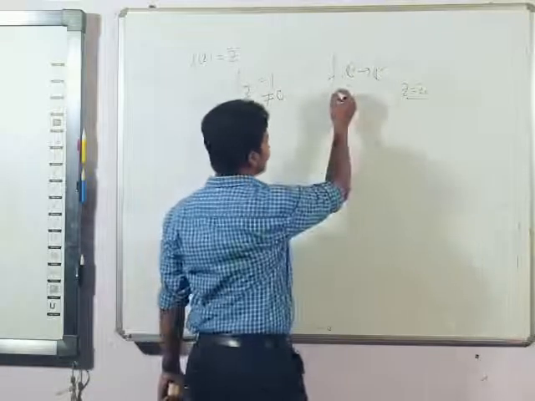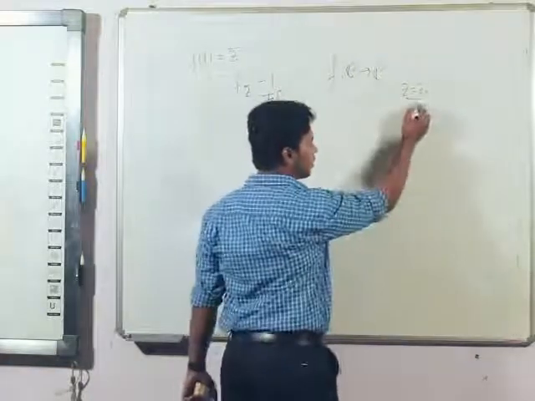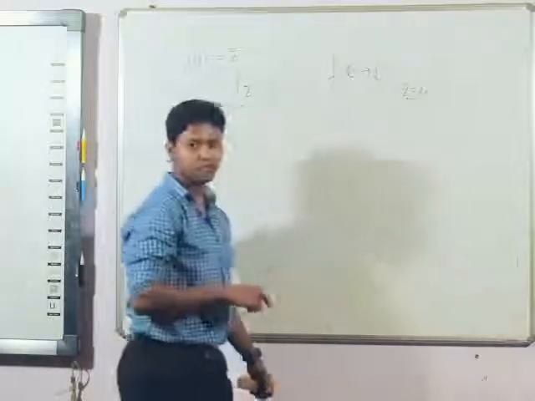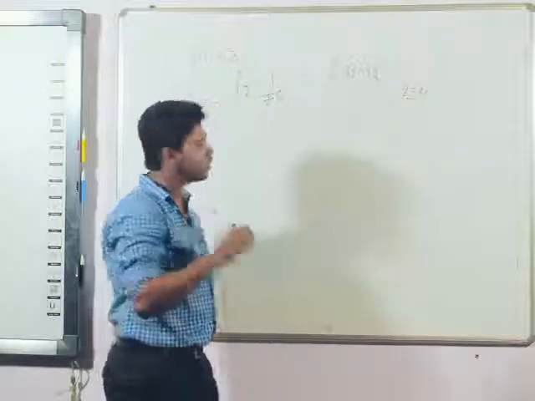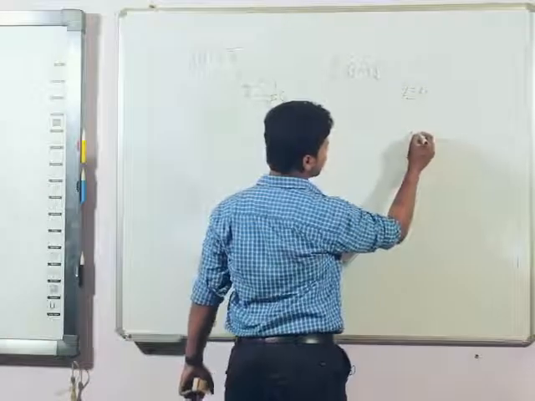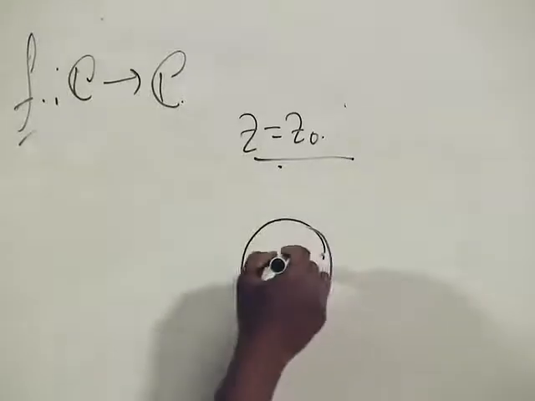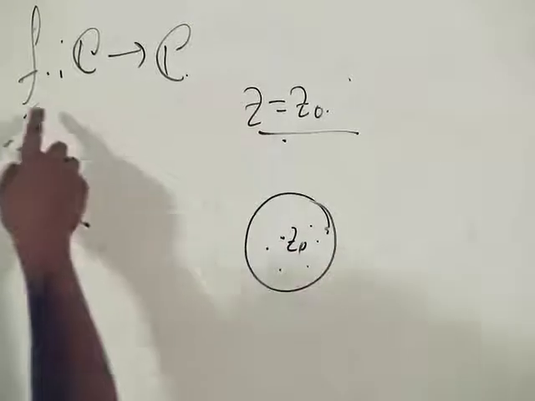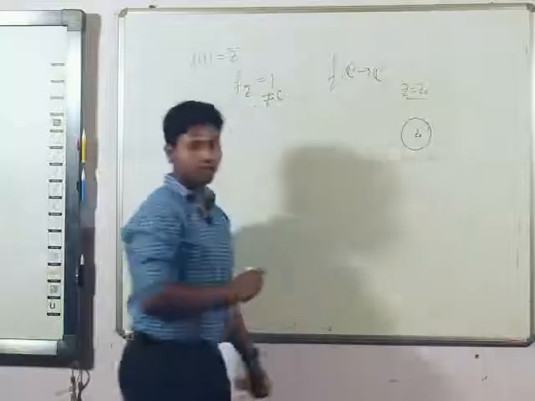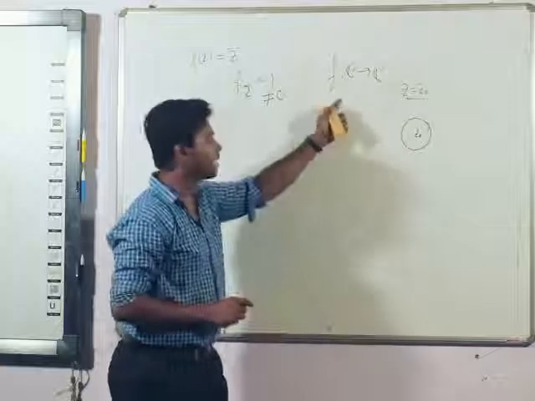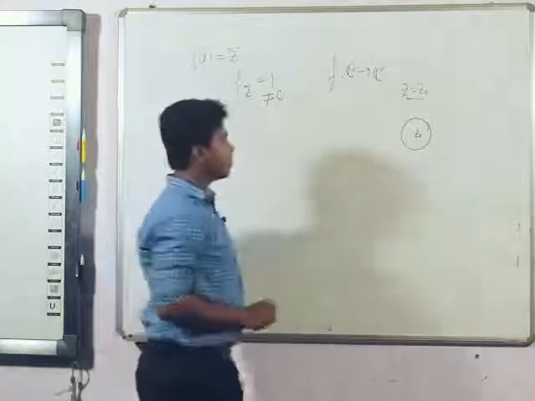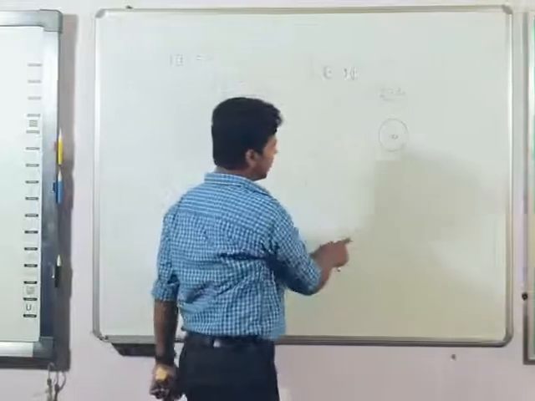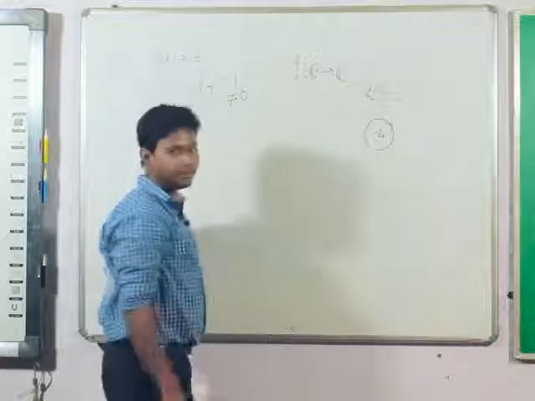If f is differentiable at z0 and for some neighborhood of z0, at all the points of this neighborhood f is differentiable, such that there exists a neighborhood of z0 where f is differentiable at all points, then we call f analytic at z0. If f is analytic on the whole complex plane, then we call f an entire function.